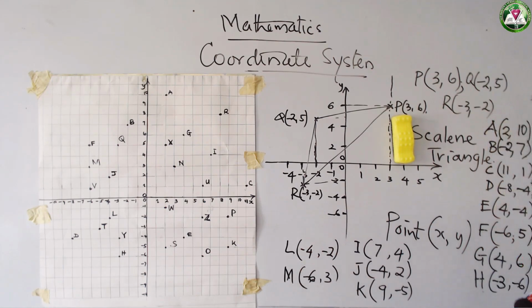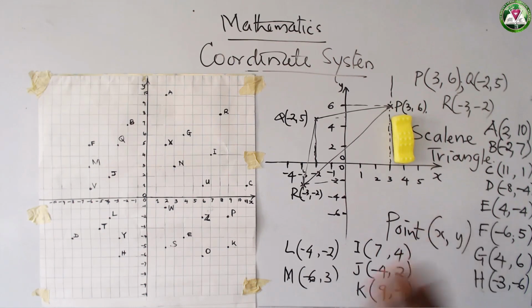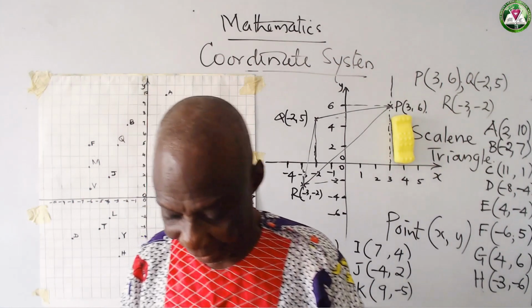Now, let's see. Coordinates of A, 2, 10. From A, go to the x-axis. From A, go to the y-axis. All right. B, coordinates of B, minus 2, 7. Locate B. From B, go to the x-axis. From B, go to the y-axis. That is what we have done today.